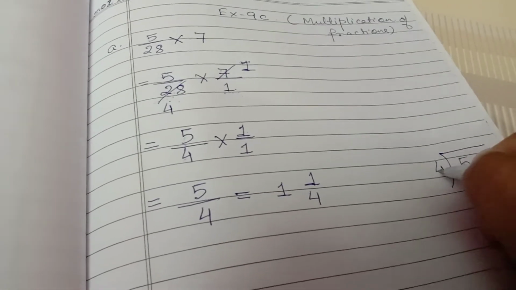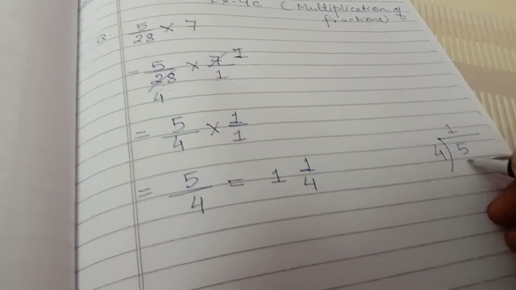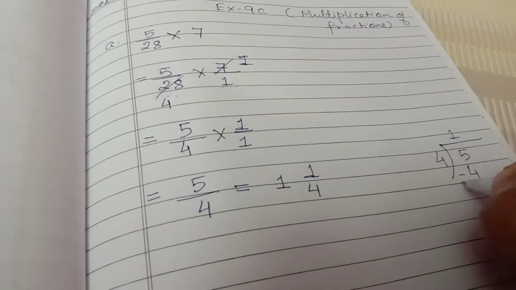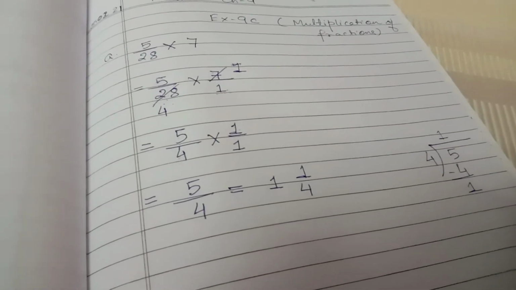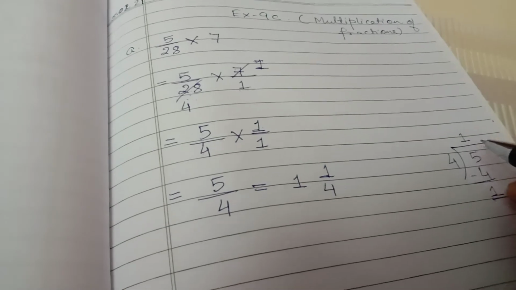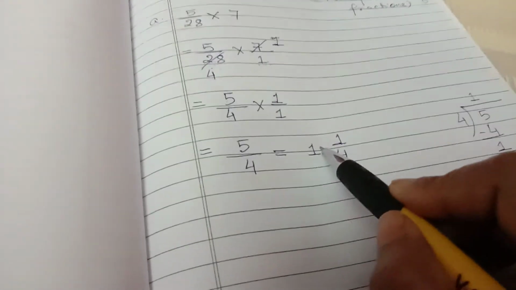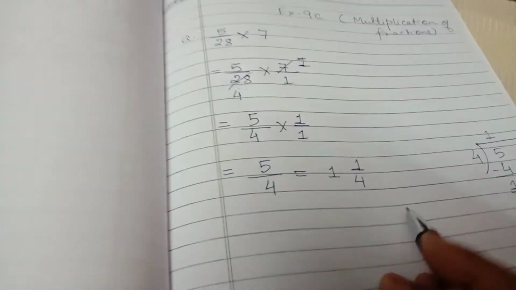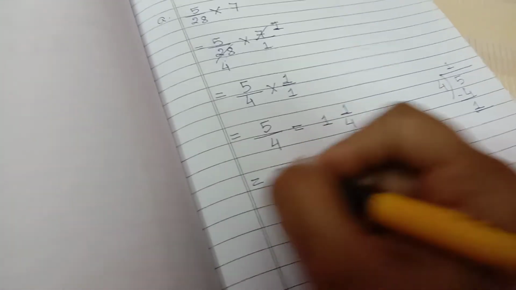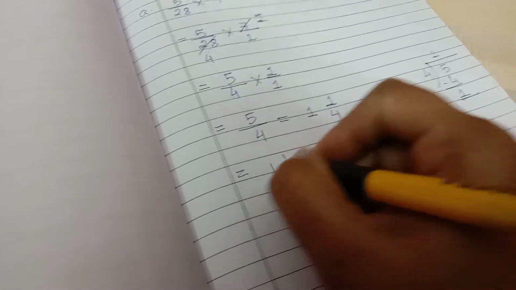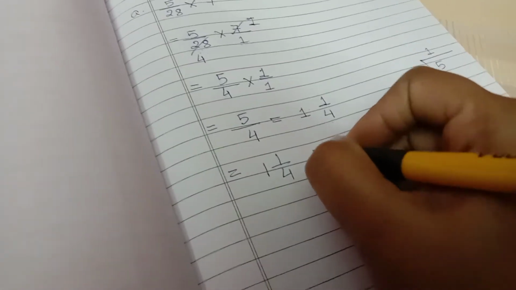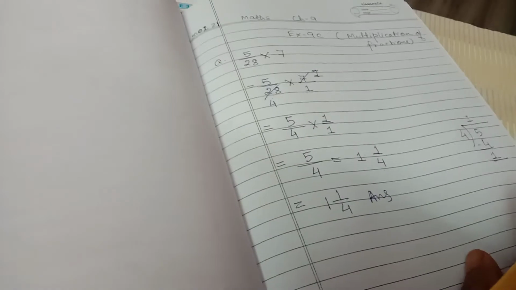Okay, 5 is divided by 4, so we'll take one time, subtract, and the remainder is 1. So you know how to arrange it into a mixed fraction: 1 whole 1 by 4. So your final answer is 1 whole 1 by 4. Finally, you can write 1 whole 1 by 4 is the answer for question number A.